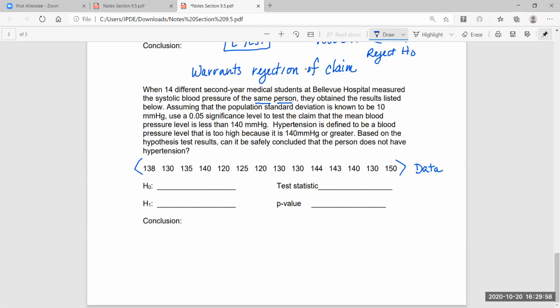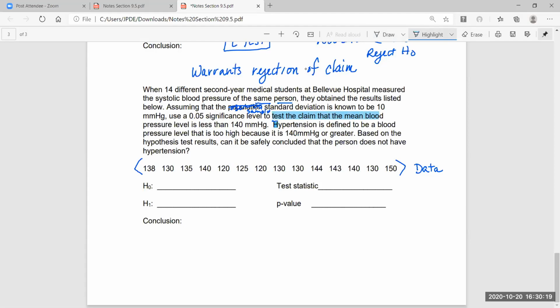Oh, this should say sample, not population, because we're not doing that type. So assuming that the sample student, okay. So we're not going to use that part. We're going to use a 0.05 significance level, and we're going to test the claim.